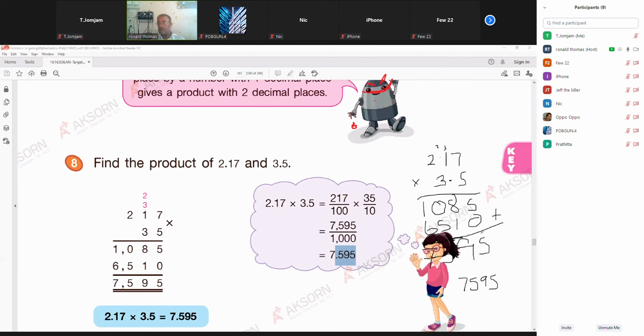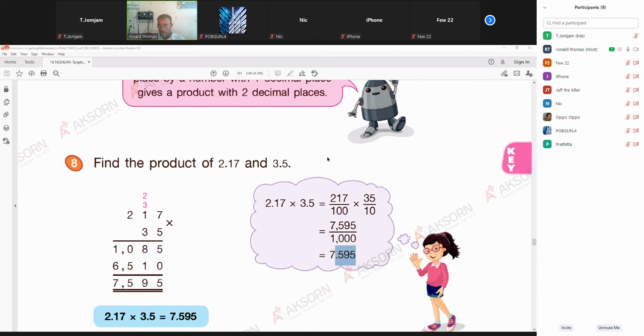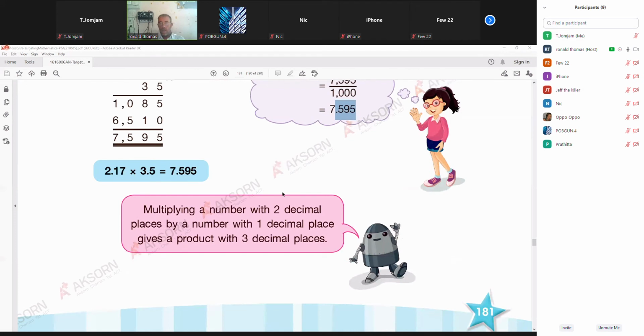Now I need to put my decimal point. 1, 2, 3. 3 numbers. 7 point. That is how you get your decimal point. Page 181. Multiplying a number with 2 decimal places by a number with 1 decimal place gives a product with 3 decimal places. Please remember.